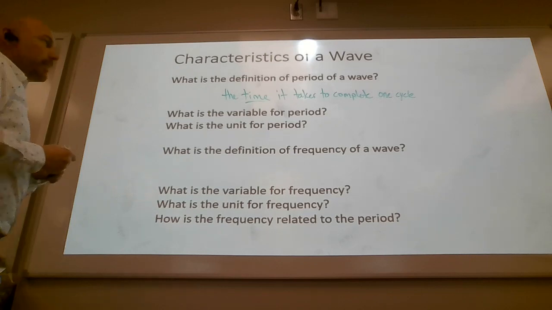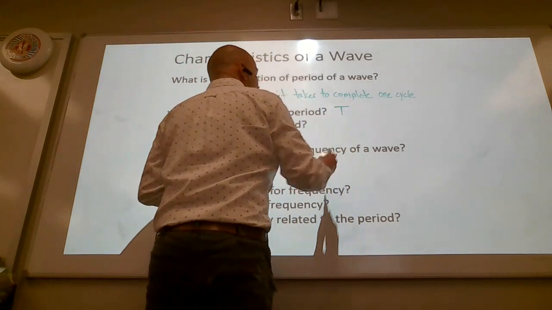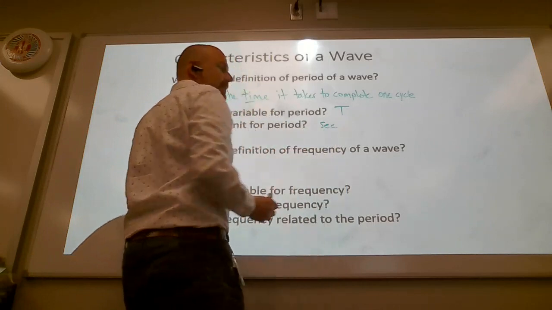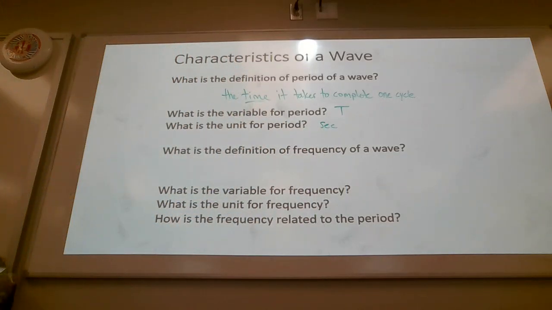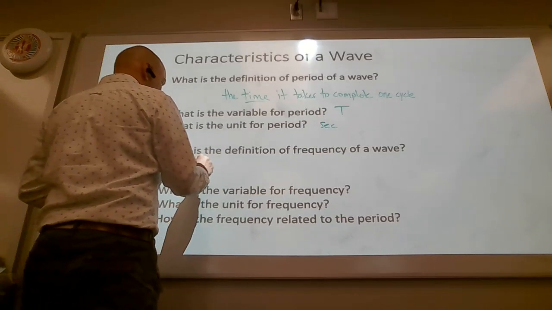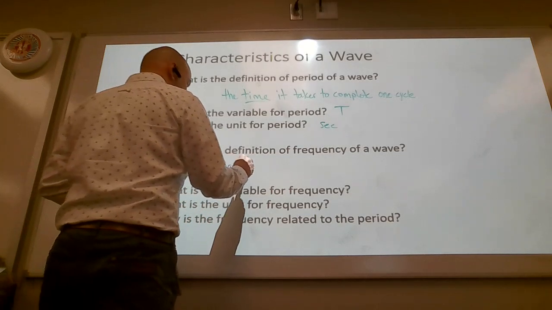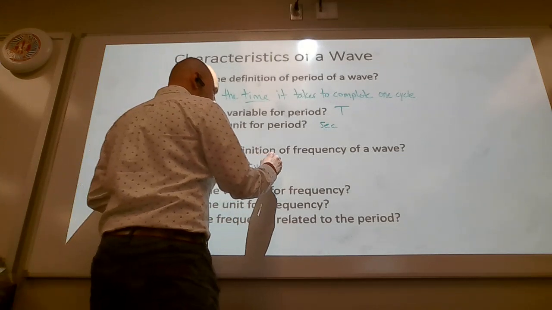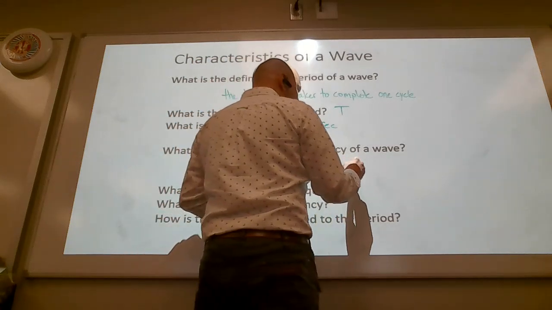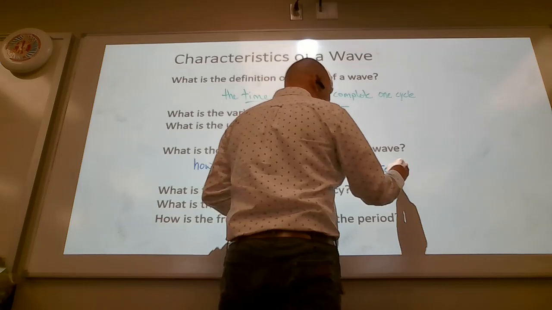The variable for period, capital T. The unit, seconds. Okay. Compared to frequency, this is how many cycles are completed in 1 second.